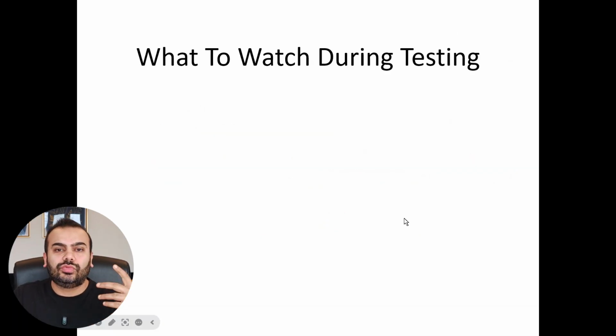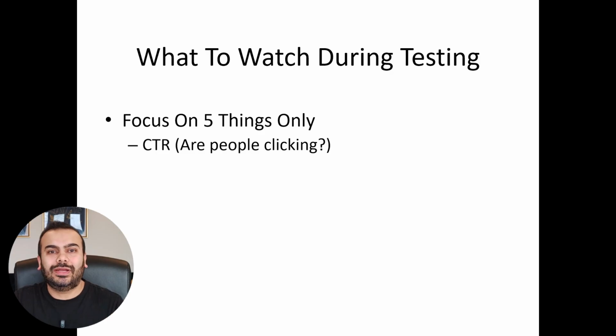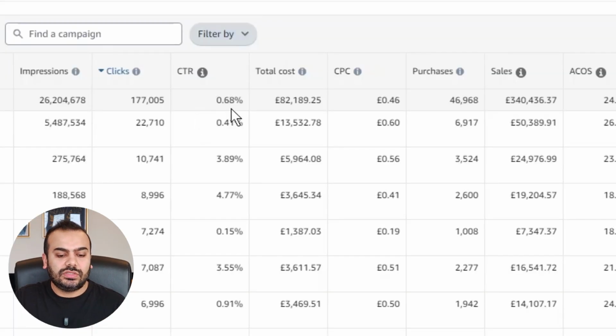The things you need to watch when you're running these campaigns, we want to keep this as simple as possible. We're only going to focus on 5 things. The first metric you should look out for is CTR. CTR means click-through rate. What that means is basically whether people are actually clicking on your ad. So how do you find out your CTR? When you go in your ad console, you'll see that Amazon will give you a breakdown of the campaigns that you're running.